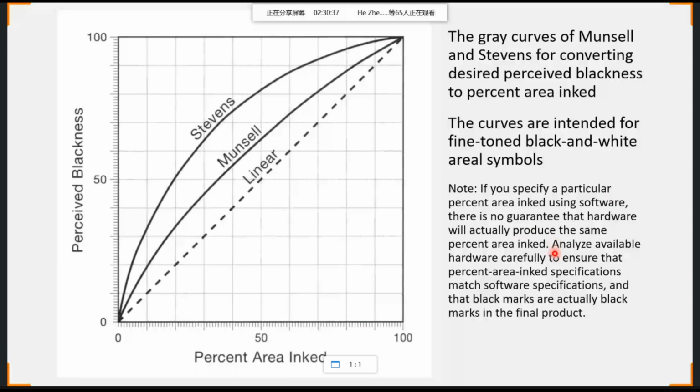Analyze available hardware carefully to ensure that percent area inked specifications match software specifications, and that black marks are actually black marks in the final product. So of course there are more expensive devices where these numbers correspond better. So keep that in mind. Not everything that can exactly be defined really at the end gives you such an exact result.